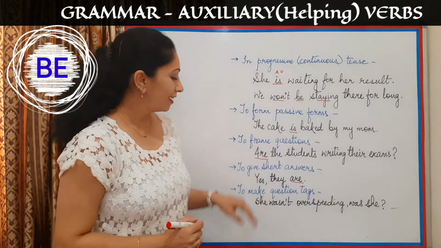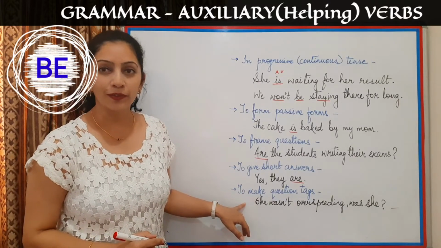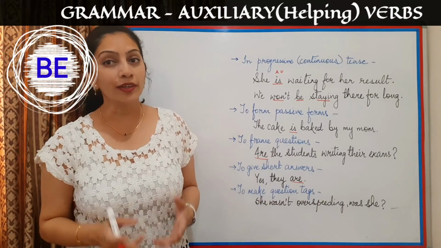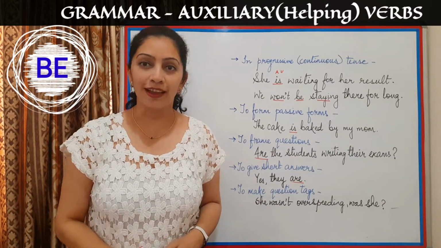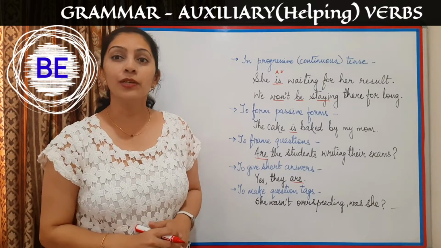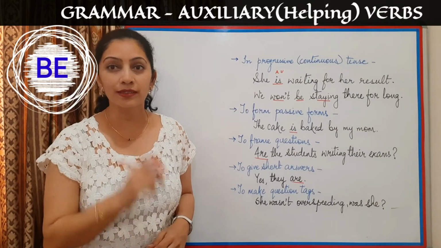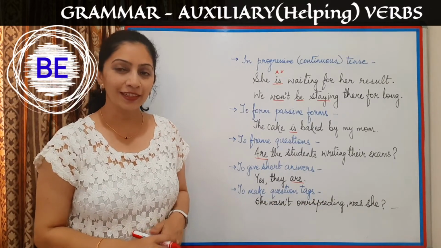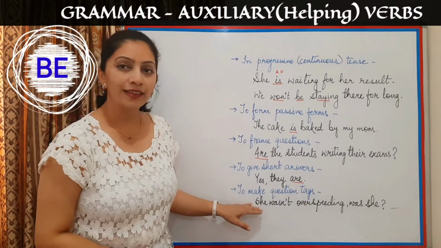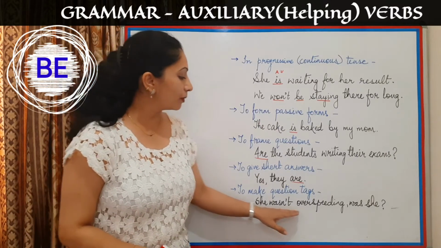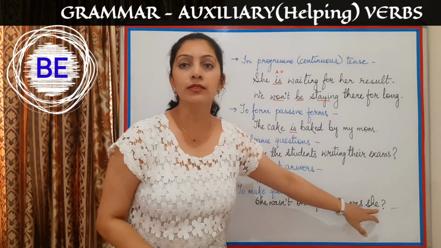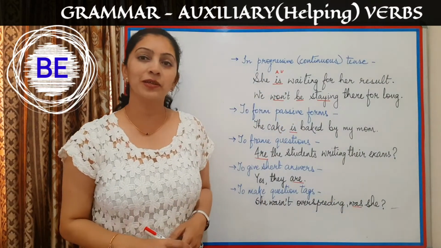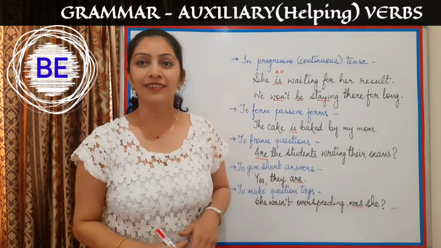Come to the last use of this auxiliary verb, to make question tags. Now I have already made a video on question tags. I hope you have seen it. And in question tags, we usually use the auxiliary verb along with the subject, if you remember. Just look at the sentence. She wasn't over speeding. Was she? Now here, was becomes the auxiliary verb and is used in the tag.